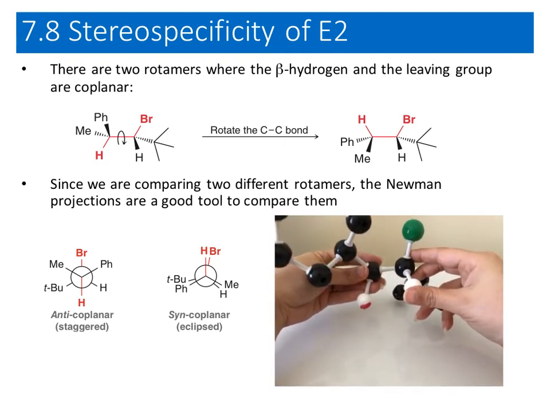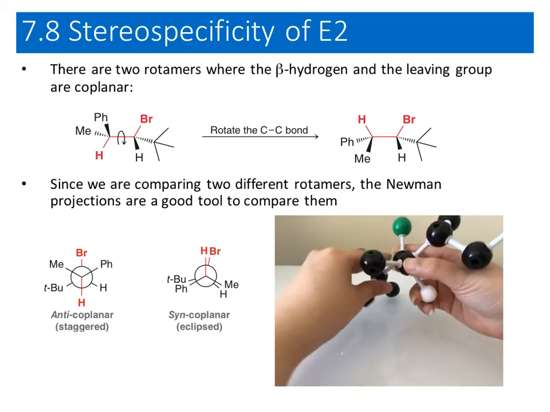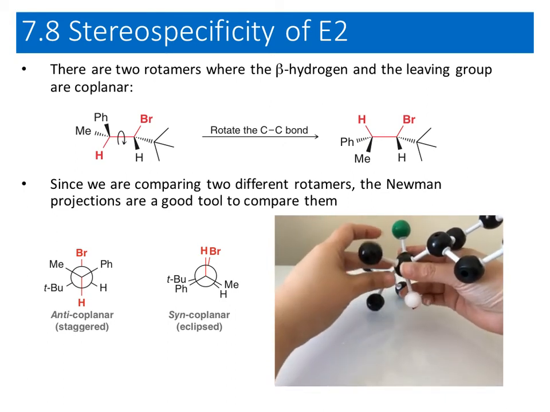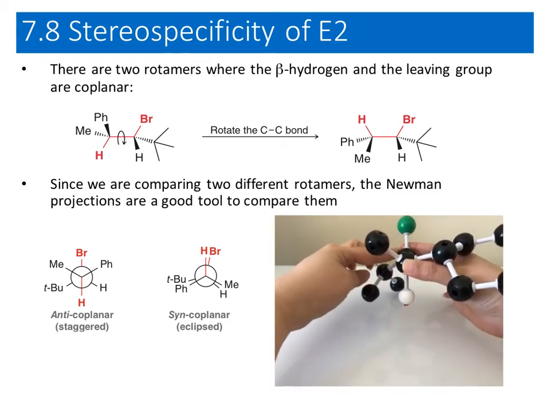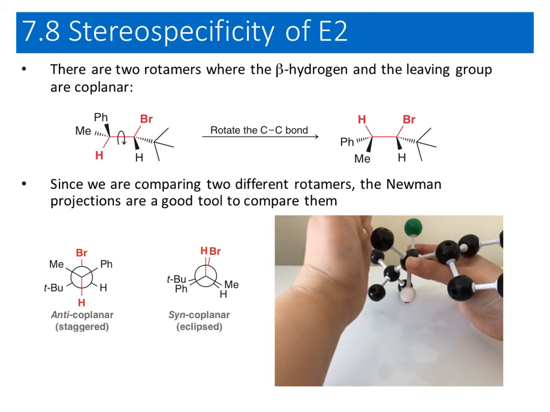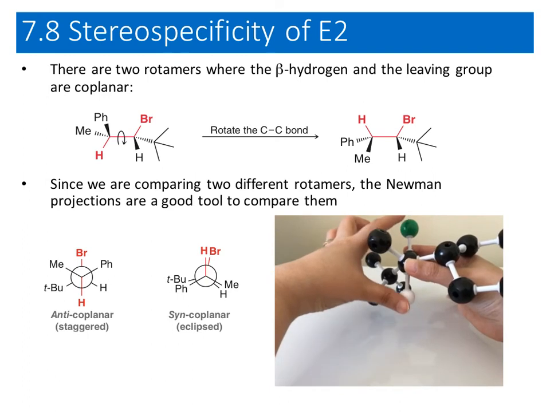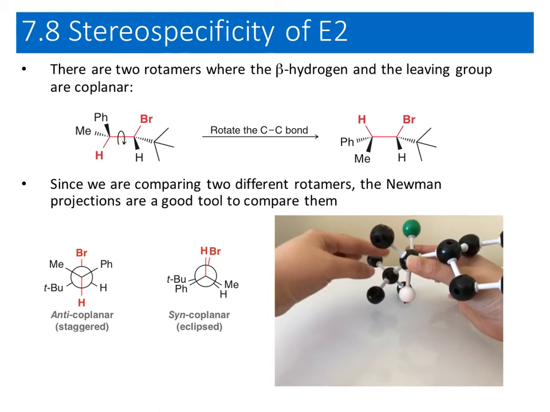If I look at this conformation and rotate the molecule to see the Newman projection, in this situation, bromine, alpha carbon, beta carbon, and the hydrogen are all on the same plane. Imagine there is a plane passing through all of these four atoms. And in this situation, the angle between them is 180. So the angle between bromine and the beta proton is 180, so we call them anti-coplanar to one another.